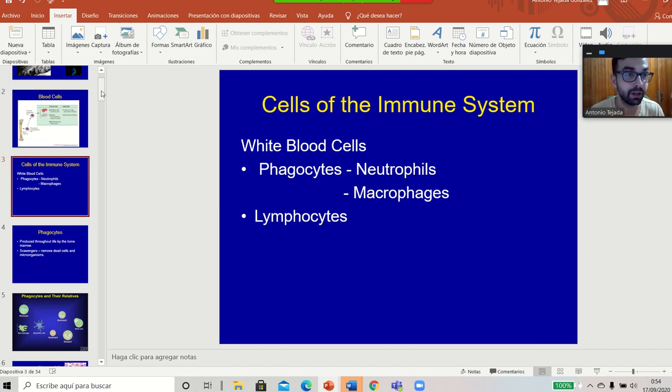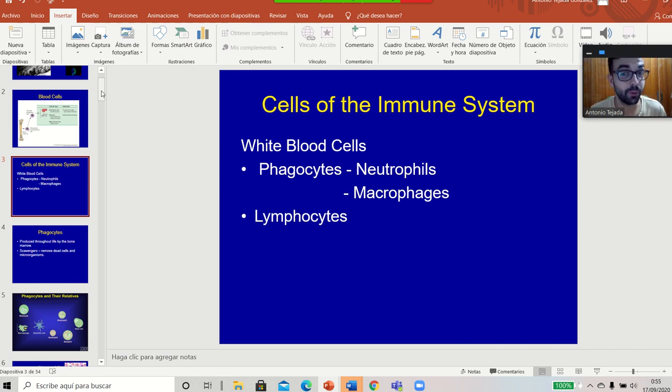So now interaction is the main part of my classes. I will ask someone who can tell what kind of cells the immune system is composed of. Red blood cells, white blood cells, and platelets, and they have different functions, as I said.